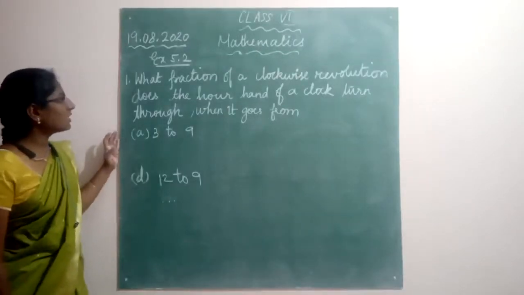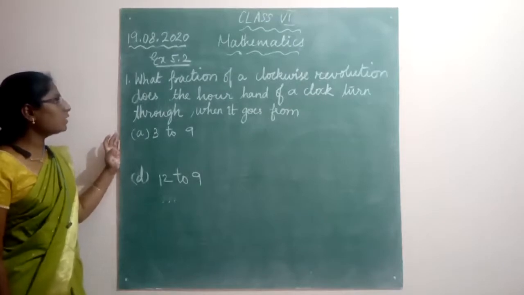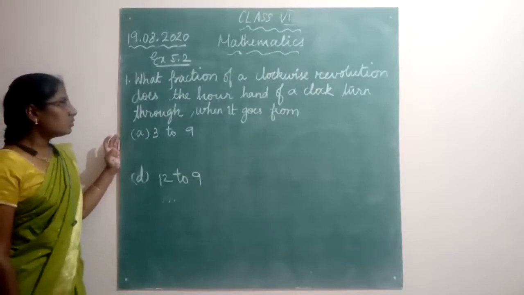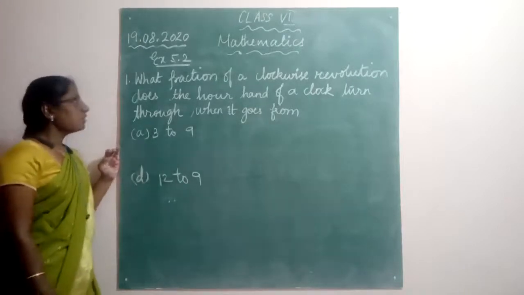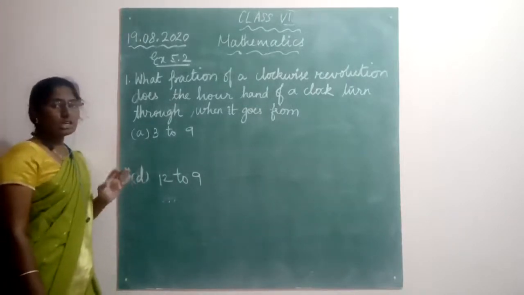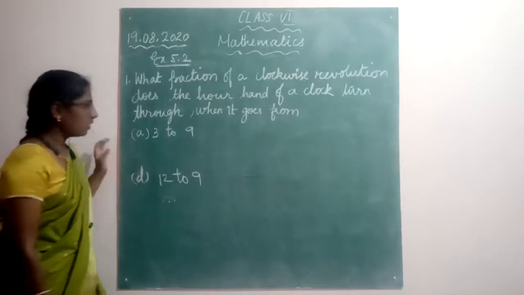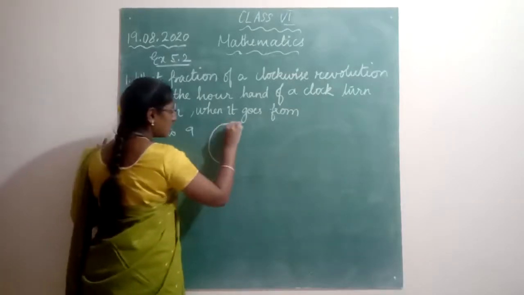First question: what fraction of a clockwise revolution does the hour hand of a clock turn through when it goes from 3 to 9 and from 12 to 9? Okay, so here it is particularly mentioned clockwise fraction. Look here, this is the clock.